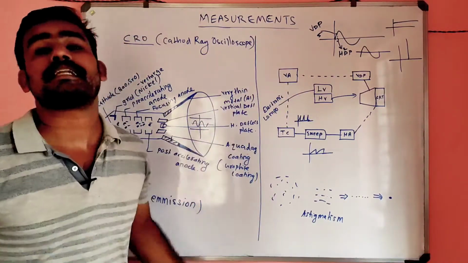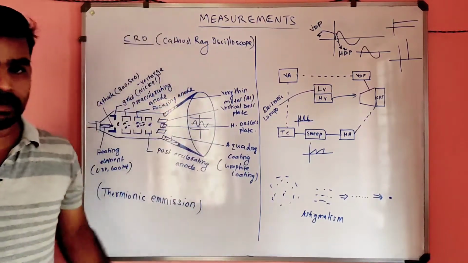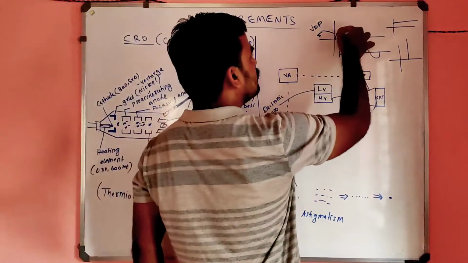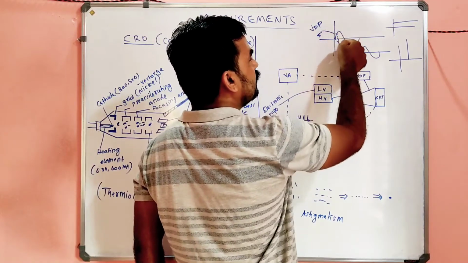This is a very rapidly occurring process. At the next instance, this is 6 and this may be 3.